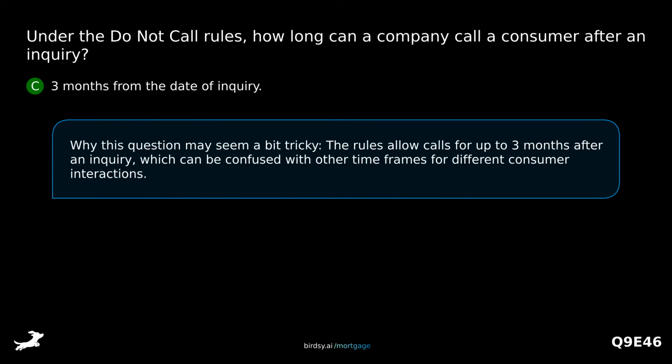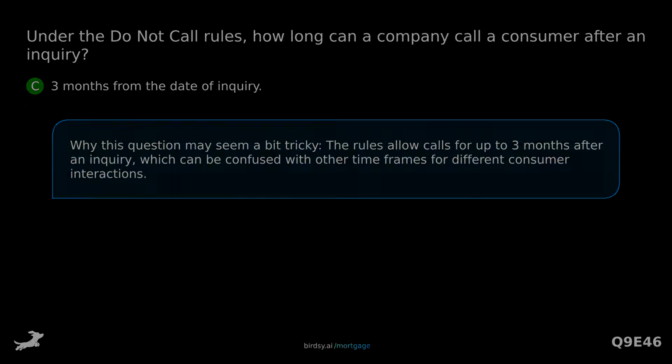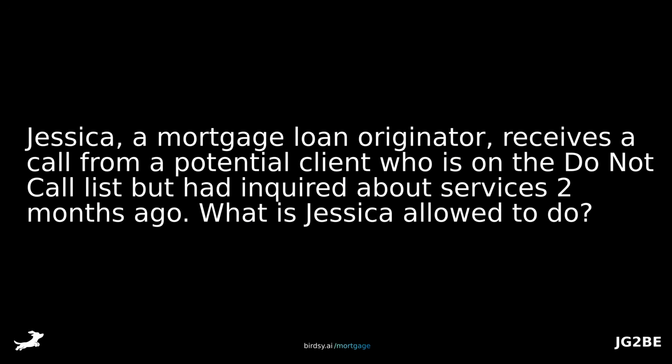Why this question may seem a bit tricky: the rules allow calls for up to 3 months after an inquiry, which can be confused with other timeframes for different consumer interactions. Jessica, a mortgage loan originator, receives a call from a potential client who is on the Do Not Call list but had inquired about services 2 months ago. What is Jessica allowed to do?